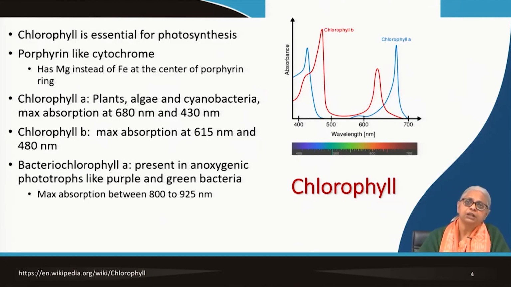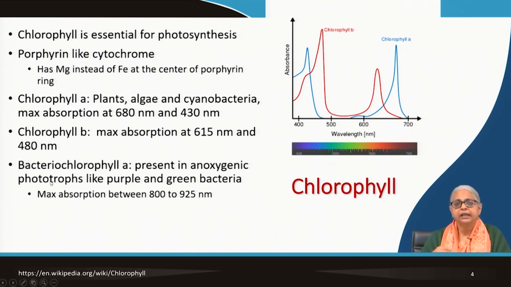We all know that chlorophylls are essential for photosynthesis. That much is known to all of you. But how do they function? If you remember again from cell chemistry as well as biology, I was talking about cytochromes, and cytochromes are porphyrins. Similarly, chlorophylls are also porphyrins, and instead of having iron at the center of the porphyrin ring, we have magnesium at the center. So that is the basic difference between a cytochrome and a chlorophyll molecule.